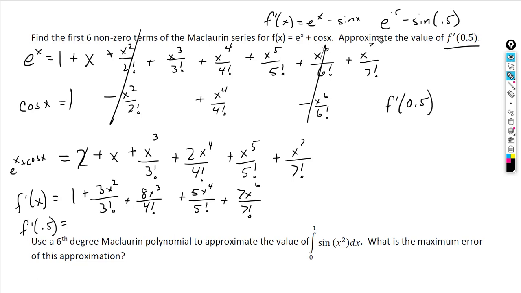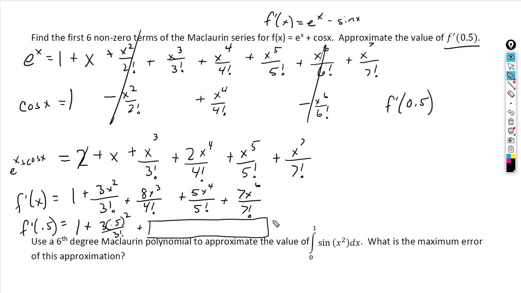But e to the 0.5 you really don't know the value of, and neither do you know sine of 0.5. Because I'm using the Maclaurin series, I can use that series to take the derivative and estimate it with fractions, which is a lot easier. So this is 1 plus 3 times 0.5 squared over 3 factorial plus the rest of it. You can do the rest of it too, you're just plugging in 0.5.